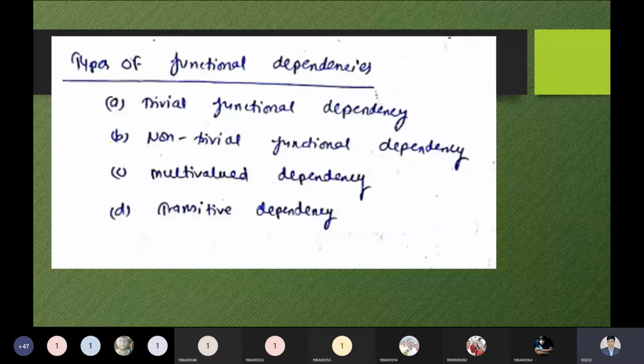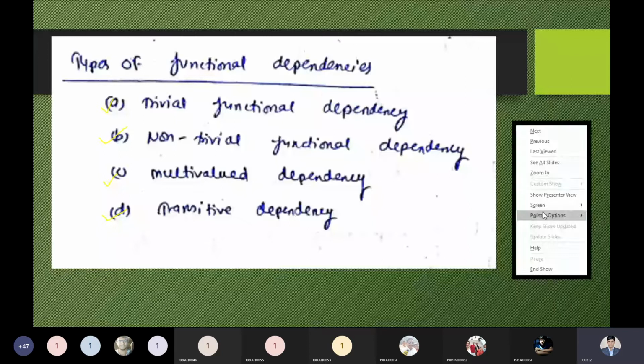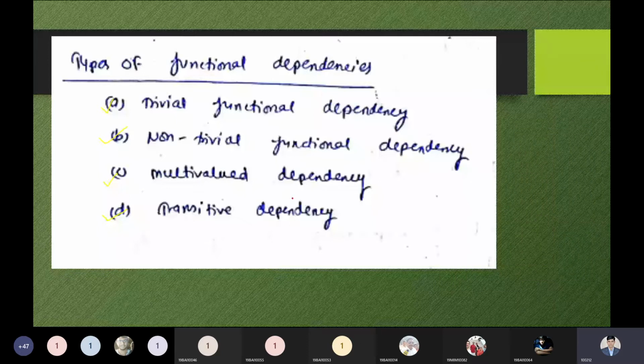If we're talking about all these points, the first word we have is trivial. Yesterday I asked what is meant by trivial. Trivial has its own meaning: it is simple, something very small or very tiny. So in functional dependency, we need to find the tiny or small functional dependency, and that is known as the trivial functional dependency.